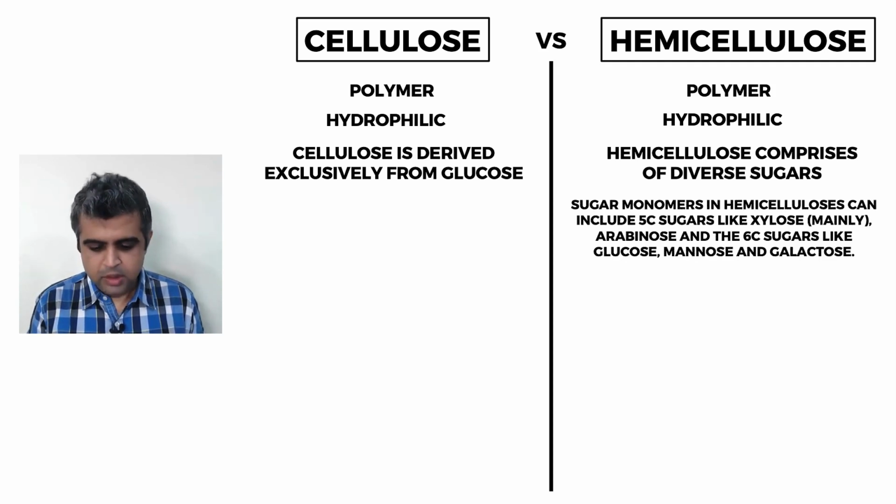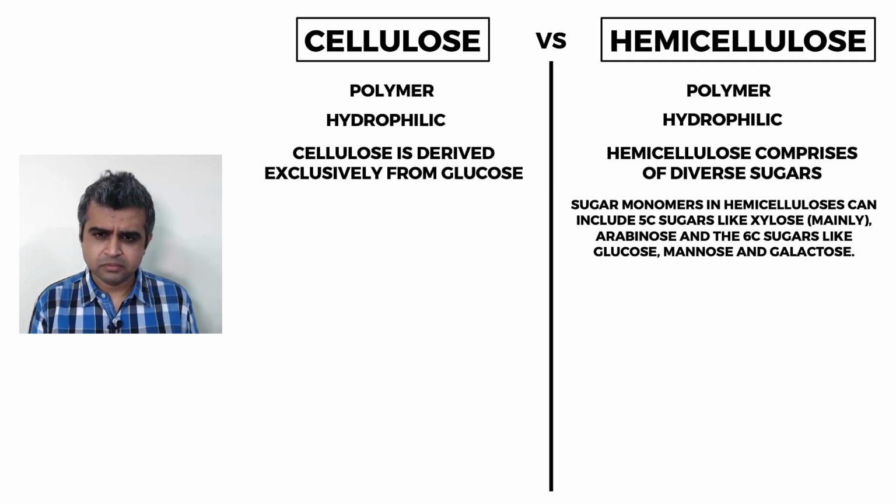Sugar monomers in hemicelluloses can include 5 carbon sugars like xylose mainly. So most of the time the sugar which is repeating as a monomer in hemicellulose is going to be xylose. Sometimes there are 5 carbon sugars like arabinose, and there may also be 6 carbon sugars like glucose, mannose and galactose. So in the case of cellulose, the only monomer sugar subunit is glucose, whereas in the case of hemicellulose, you can have various types of sugars which may combine together to form a polymer, and that will be called hemicellulose.